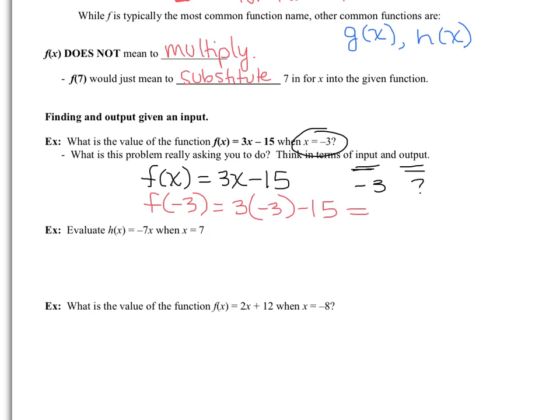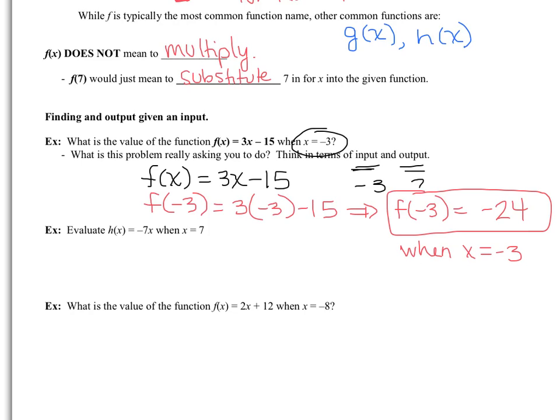So if you keep going, you would get the function at the value negative 3 is equal to 3 times negative 3 is negative 9, and then negative 9 minus 15 would be negative 24. And so this is our final answer right here. And what that means is that when x is negative 3, here's the x, here's the x, the output is negative 24.